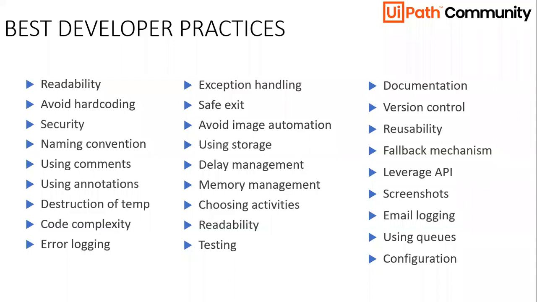Now, why would this be required? We are not thinking about small pieces of automation. We are thinking about automation where it would be a huge chunk of automation with hundreds of activities involved, and you wouldn't be able to map which activity is actually throwing errors. So for that, naming convention is really, really important.